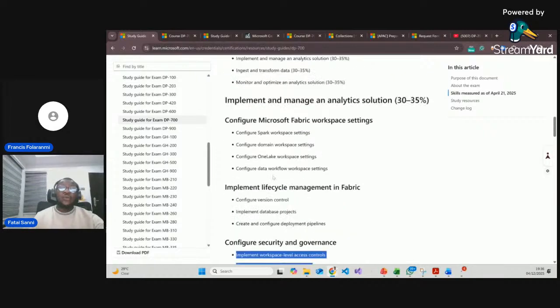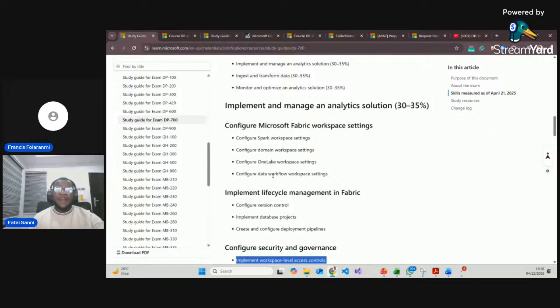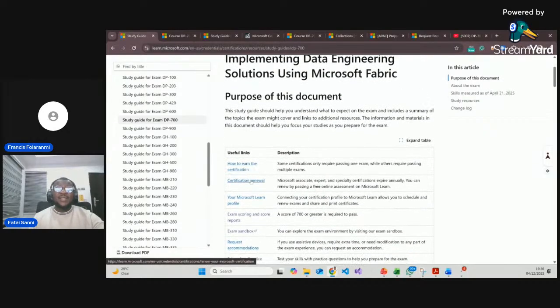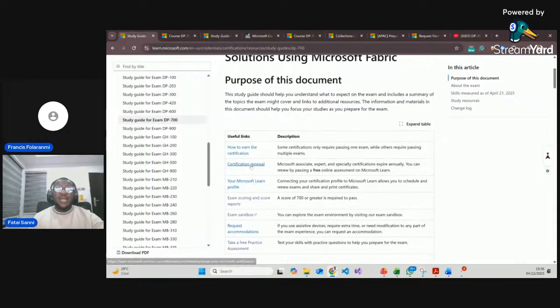how to go about it. You want to look at how to renew this certification. This certification is renewed annually. All right. However, you don't need to take an exam every year when you want to renew. Okay. You only need to take a free online assessment and you'll be good to go. He also talked about Microsoft Learn.